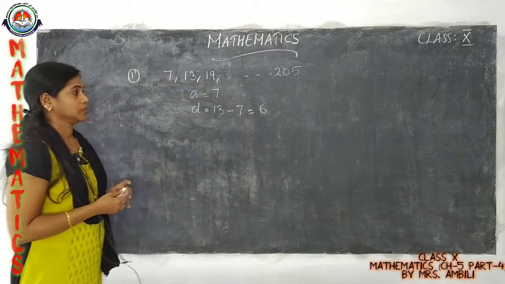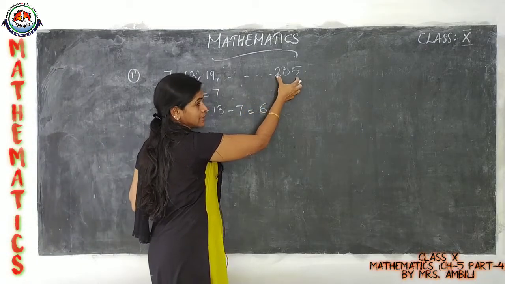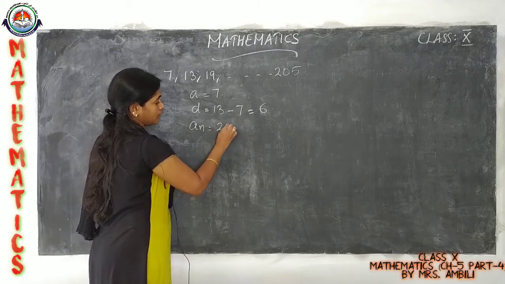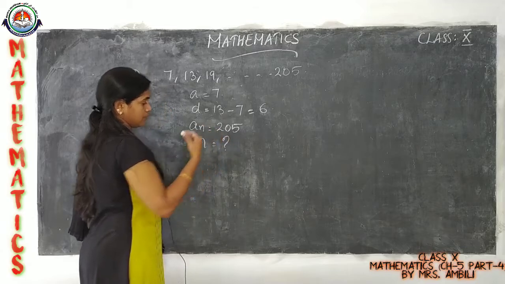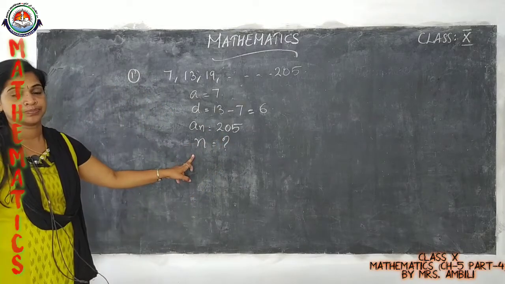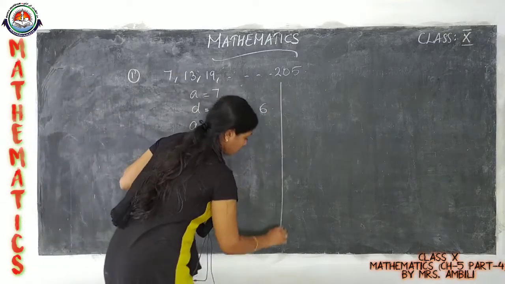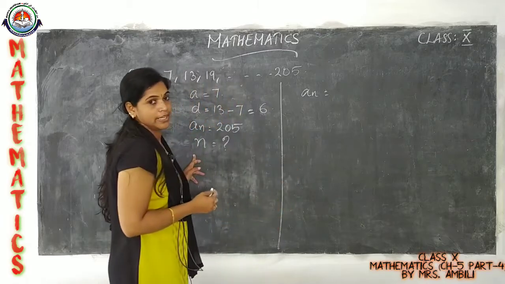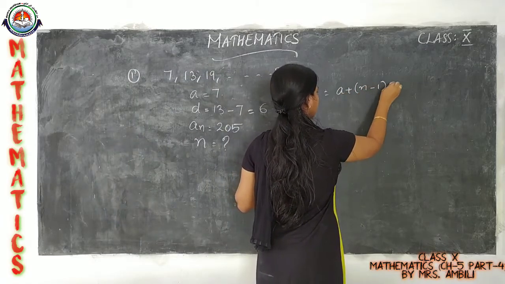6. Okay, then what is given? Nth term is given, a_n equal to 205. What we need to find out? Number of terms, n we need to find out. Okay, so for that we can use the formula, nth term of an AP, a_n equal to a plus n minus 1 into d.